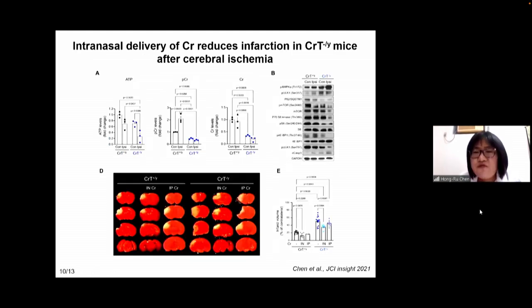If we further look at the brain infarcts after intranasal creatine delivery, both in the wild type and in the creatine transporter knockout mice, as you can see here, after intranasal creatine delivery to bypass the BBB, we really can see the brain infarcts were reduced, both in the wild type and the creatine transporter knockout mice. So this suggests that the creatine transporter may be highly expressed on the blood-brain barrier.